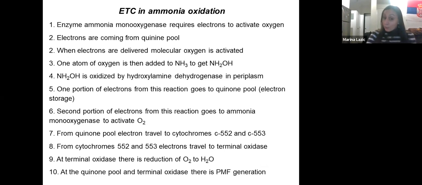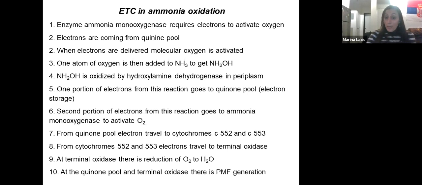Those electrons are coming from the quinone pool. When electrons are delivered, molecular oxygen is activated. Now, one atom from that molecular oxygen is then attached to ammonia, and we get hydroxylamine. Next, hydroxylamine is oxidized by dehydrogenase. One portion of electrons from this reaction goes to the quinone pool, and a second portion goes to ammonia monooxygenase to continue activating oxygen so the cycle can operate.